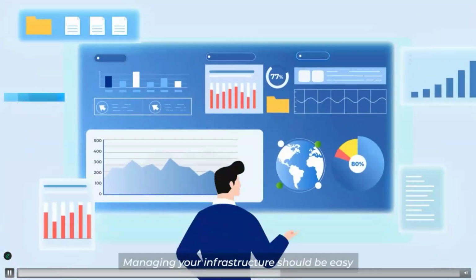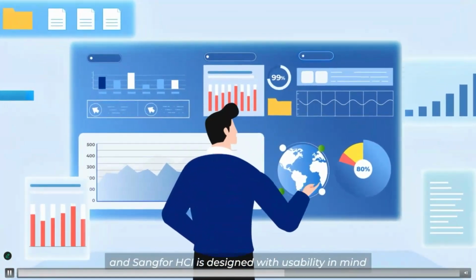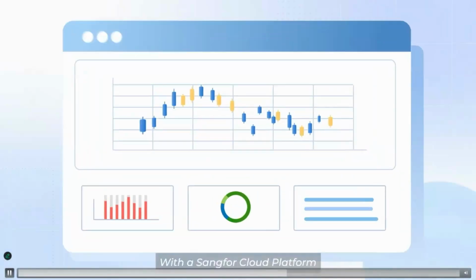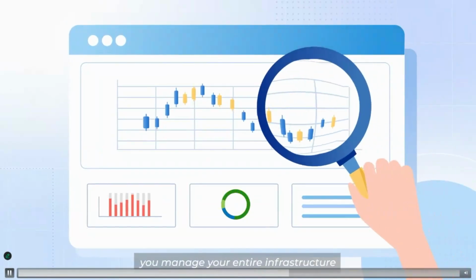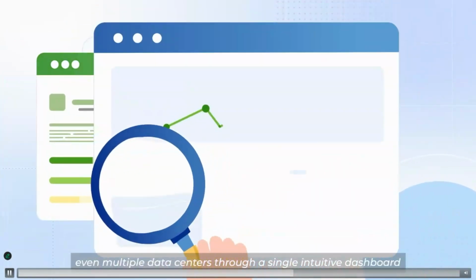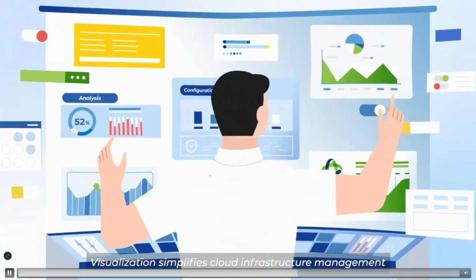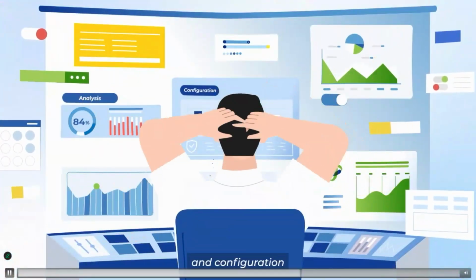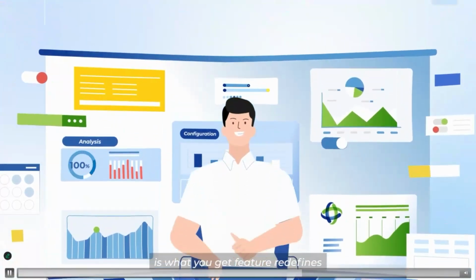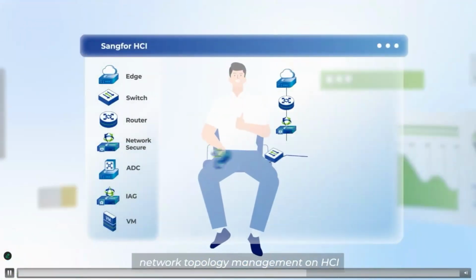Managing your infrastructure should be easy, and Sangfor HCI is designed with usability in mind. With the Sangfor Cloud Platform, you manage your entire infrastructure, even multiple data centers, through a single, intuitive dashboard. Visualization simplifies cloud infrastructure management and configuration. The innovative "what you draw is what you get" feature redefines network topology management on HCI, making the network visualized at your fingertips.